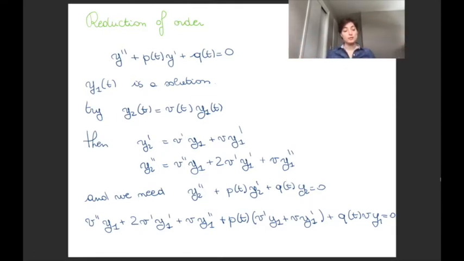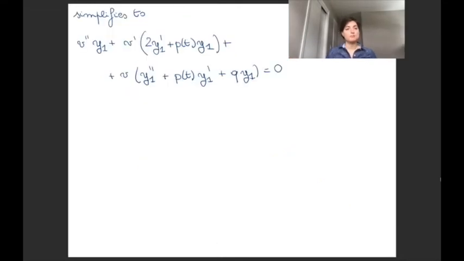We have v second y1 plus 2 v prime y1 prime plus v y1 second plus p(t) multiplied by v prime y1 plus v y1 prime plus q(t) v y1 is equal to 0. If we turn things around in a similar way as we did before, so we put together the derivatives of v, we have v second y1, v prime, something that depends on y1 and y1 prime, and v, something that depends on y1, y1 prime, and y1 second.